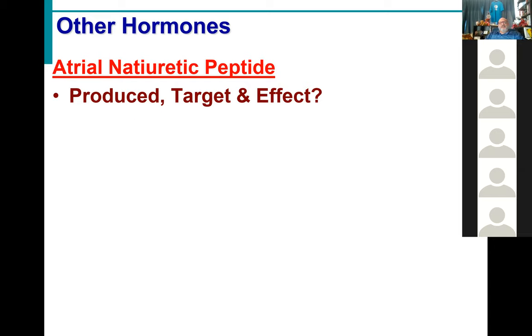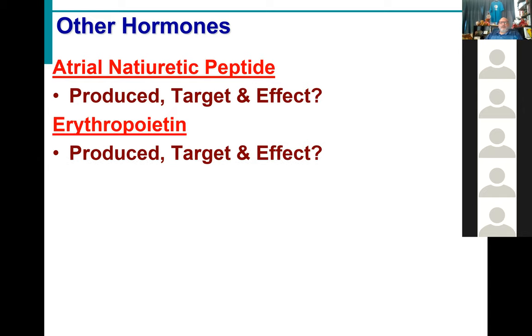Atrial natriuretic peptide. How is this one regulated? There we go. Perfect. Neuroregulation via stretch receptors, right? It was the stretch of the atria that caused the production of atrial natriuretic peptide. So neural via stretch receptors. Absolutely. Excellent. How was erythropoietin regulated? Humorally via kidney. Red blood cell levels, no? It isn't necessarily the number of red blood cells, but what those red blood cells carry. Oxygen. So humorally via oxygen levels of the blood.